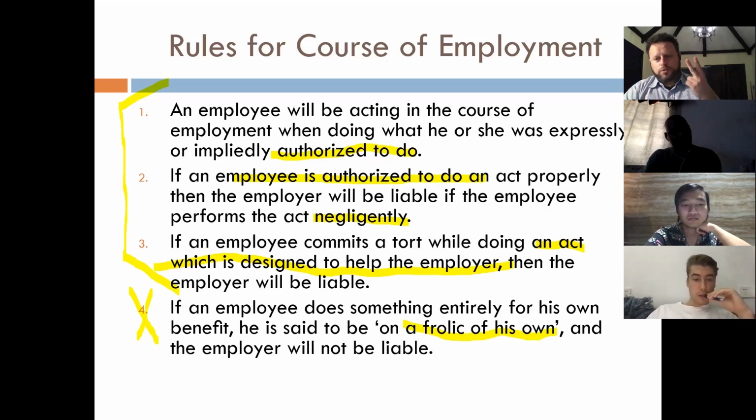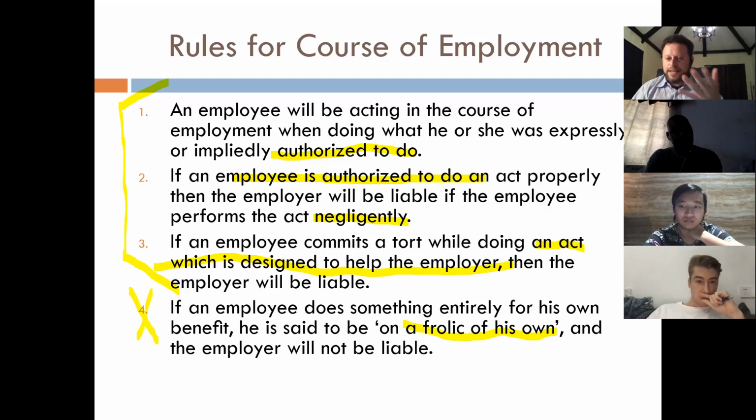Two questions. What's the first question? Is he an employee? Okay, that's the first question. Now, we could go through all the tests, but let's say that he is. Yes, he's an employee. Second question. Was he in the course of employment? Right. So let's go through these.